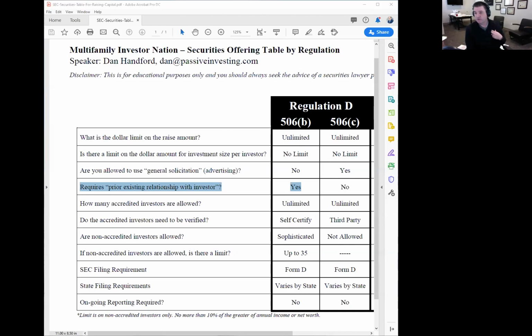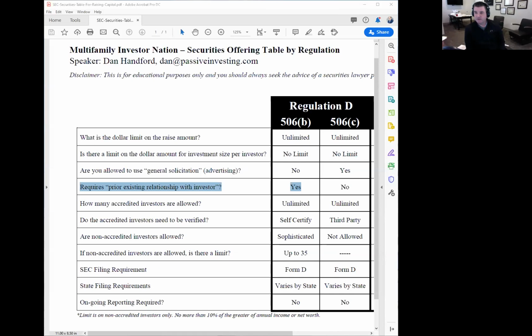So what does that mean? Well, it doesn't give us a lot of guidance on time limits or what the level of interaction is. You can theoretically develop a pre-existing substantive relationship with somebody over a very short period of time, if your knowledge, when I say you, meaning the issuer or the sponsor syndicator, about that potential investor gives you a high level of confidence that they have the ability to properly evaluate the merits and risks associated with the investment.